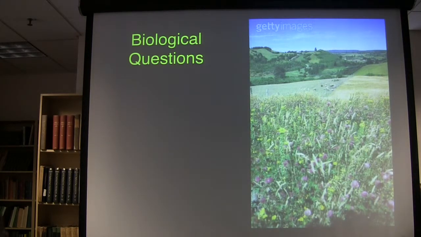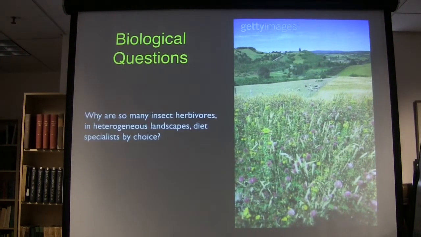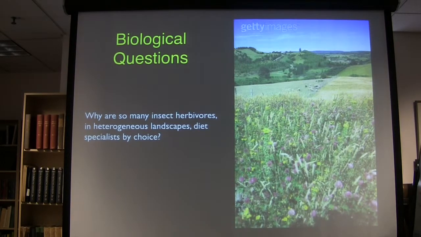I don't know how many of you know Liz Bernays and Reg Chapman, the late Reg Chapman. The older faculty certainly do. I used to be in the division of biological control and talked to them a lot, and became interested in the question of why are there so many insect herbivores in heterogeneous landscapes where you have a lot of food that they could eat, but they're not eating. So why do they specialize by choice?